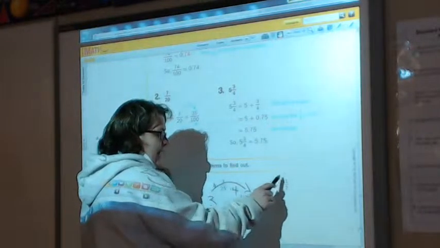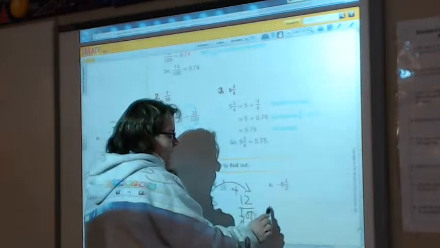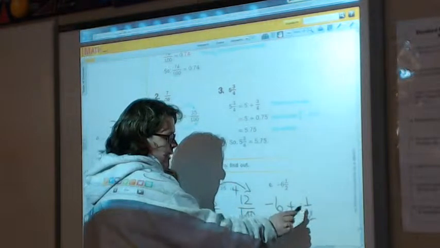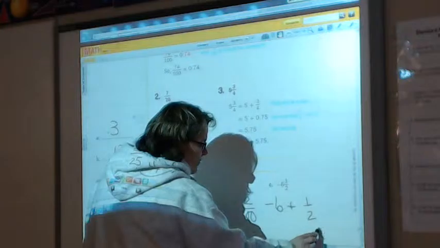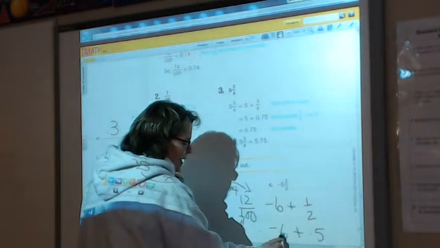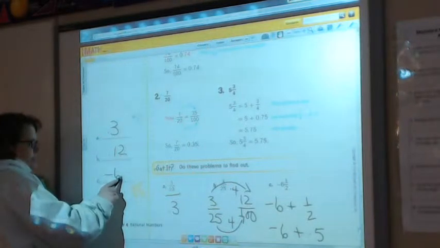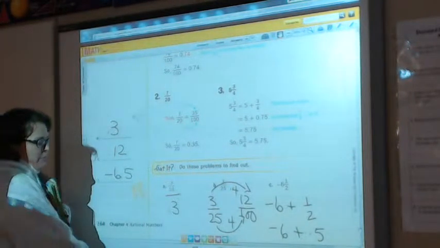C is a negative 6 1/2. Well, that is a negative 6 plus 1/2. Well, we know 1/2 is 0.5 plus a negative 6. A negative 6 plus 0.5 is a negative 6.5. Those should be your answers.